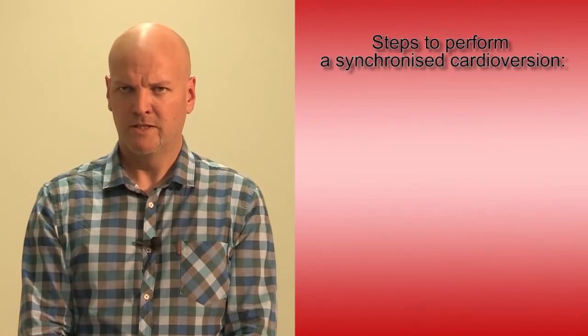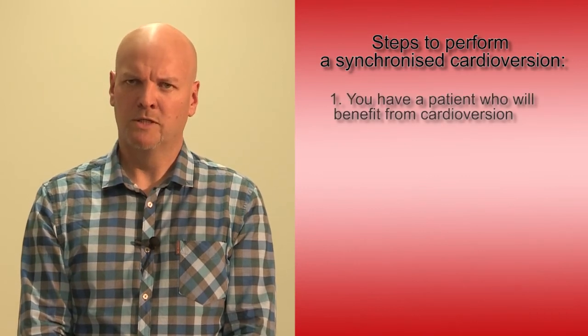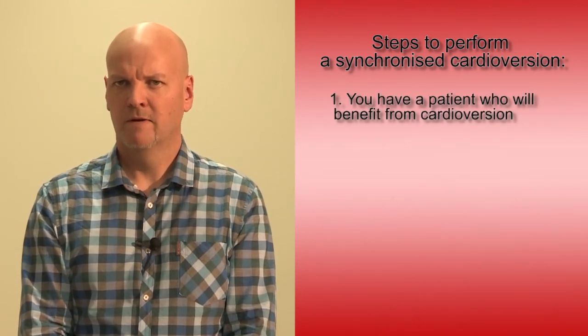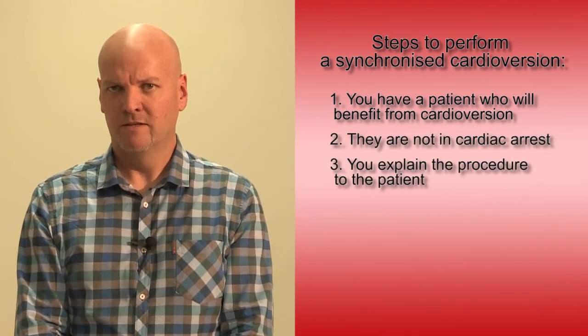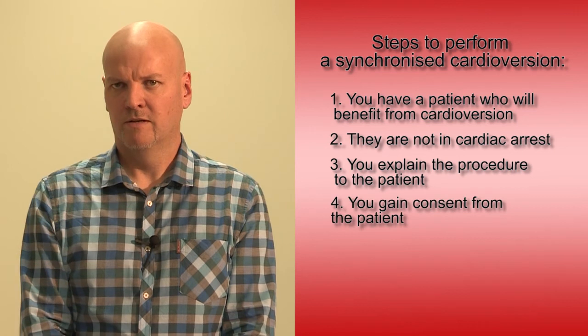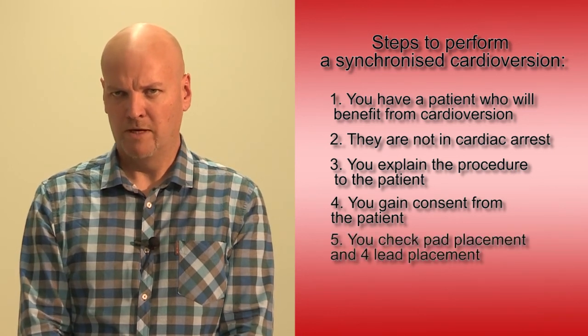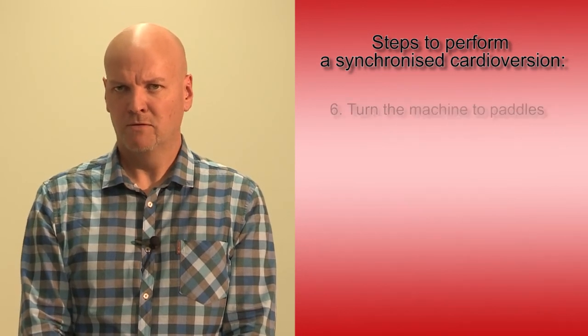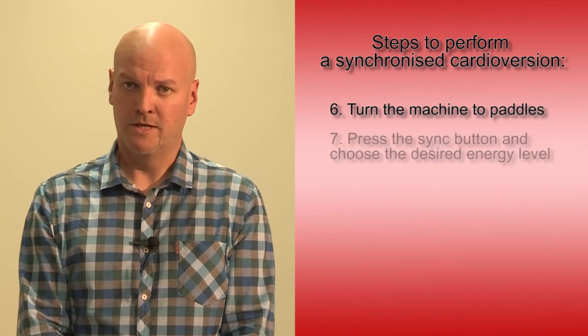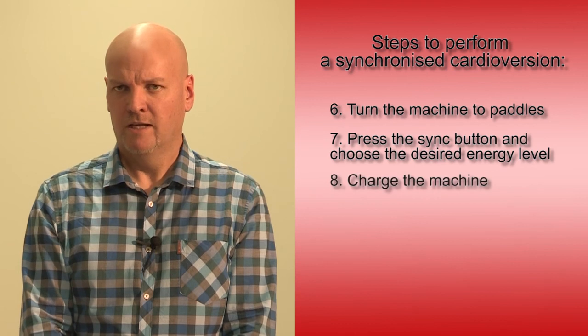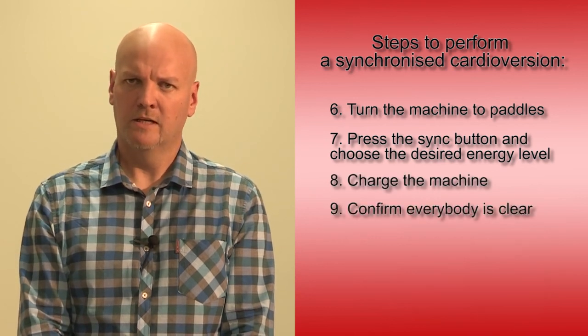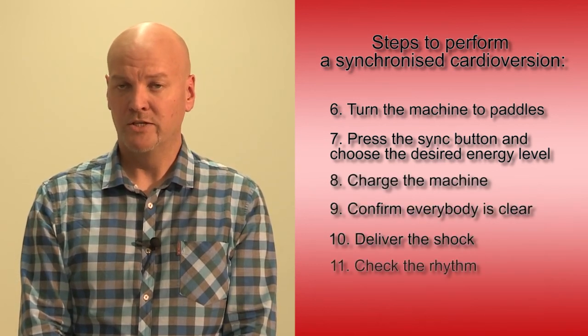So let's just go back through the steps again. You have a patient who is in a rhythm which will benefit from cardioversion. They are not in cardiac arrest. You explain the procedure to the patient, you gain consent from the patient, you check pad placement and a full lead placement. Turn the machine to paddles through the lead button, press the sync button and choose the desired energy level. Charge the machine, confirm everybody is clear, deliver the shock, check the rhythm, and check the patient.